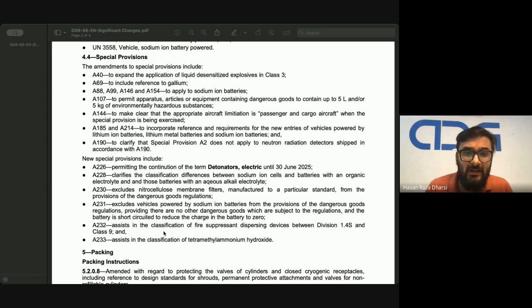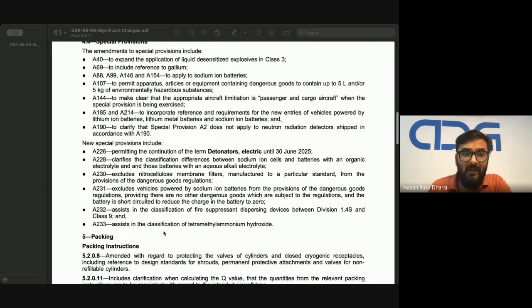A230 excludes nitrocellulose membrane filter manufactured to a particular standard from the provision of the dangerous goods regulation. A231 excludes the vehicle powered by sodium ion batteries from the provision of the dangerous goods regulation, provided there are no other dangerous goods which are subject to the regulation and the battery is short circuited to reduce the charge in the battery to zero.